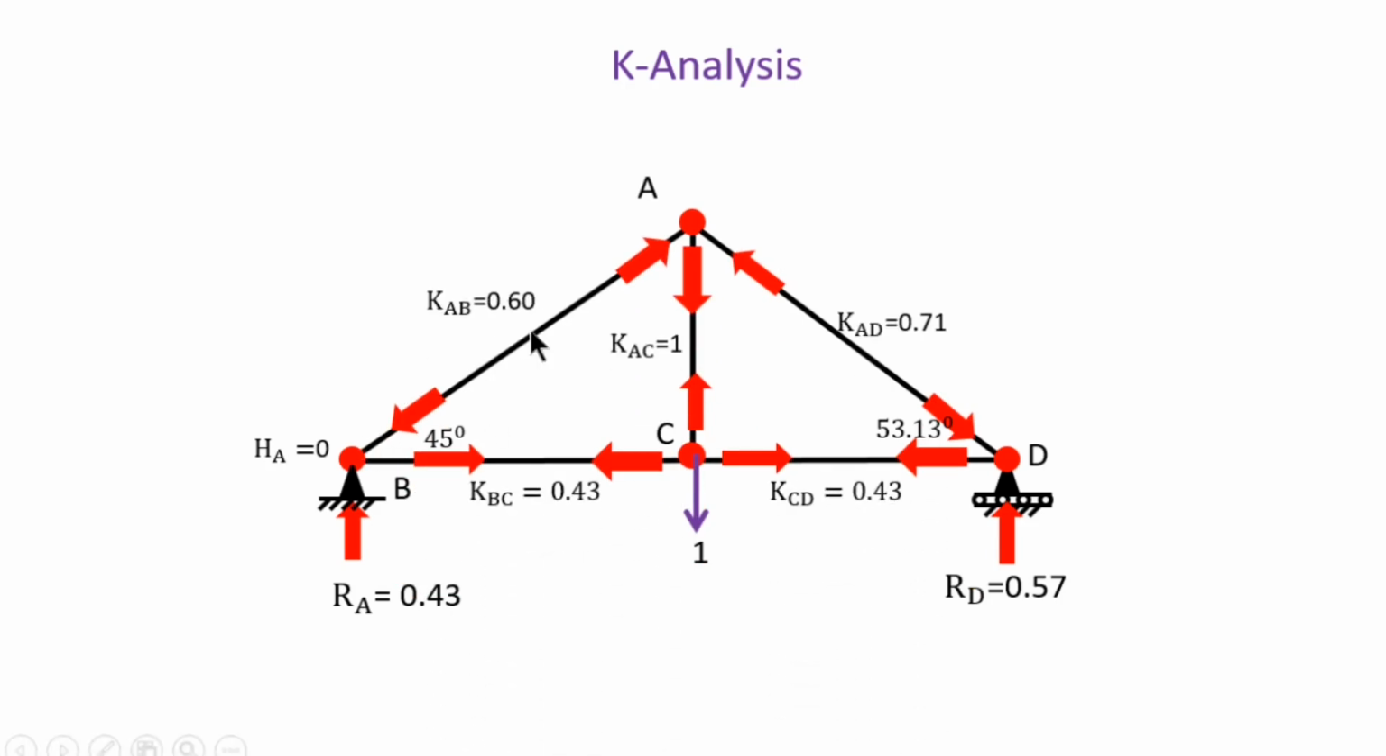So here these are the directions and these are the magnitudes. Remember this AB is a compression, AD also is a compression, and the remaining three members are in tension. So BC, CD and AC are in tension.